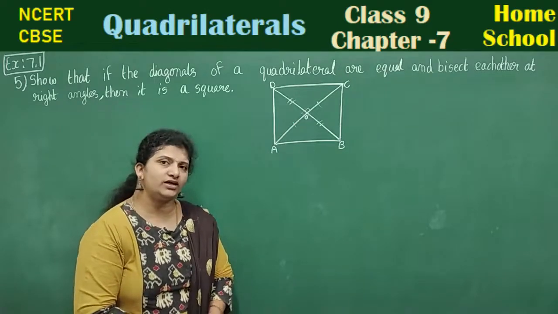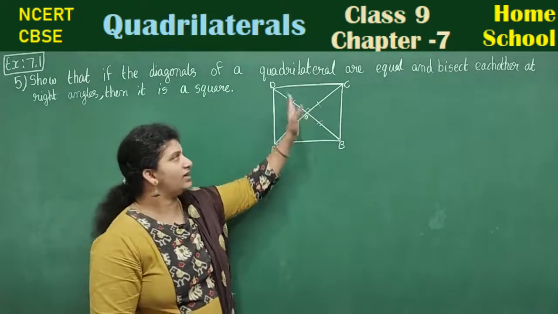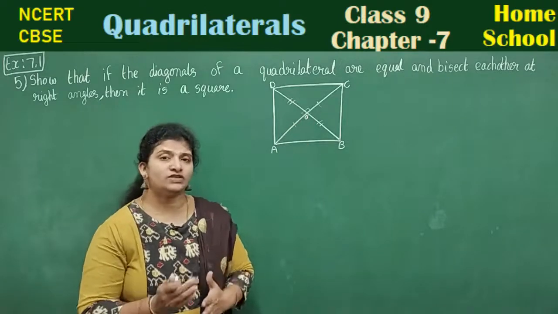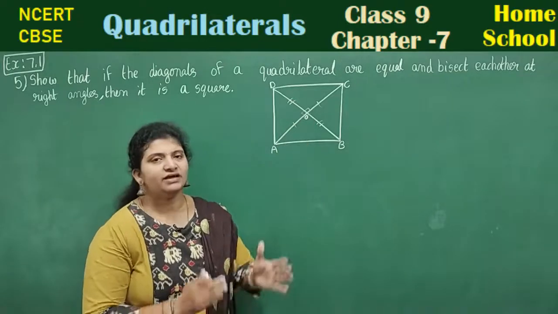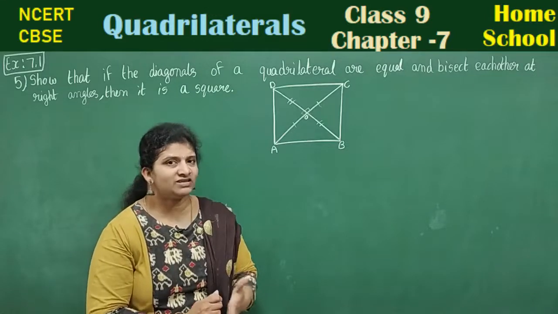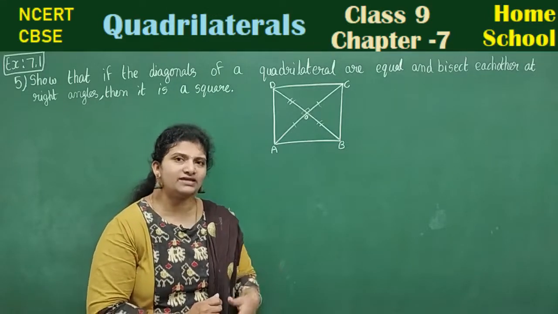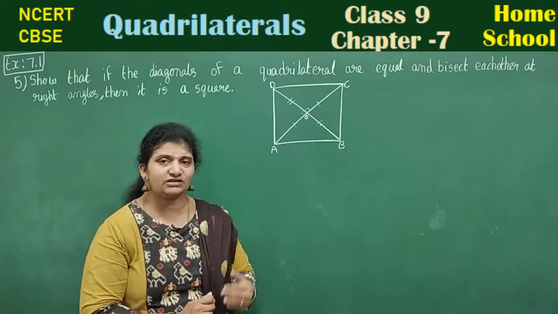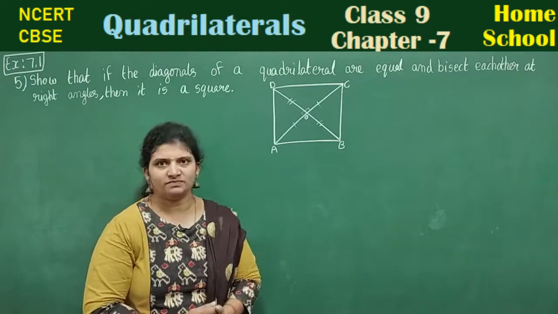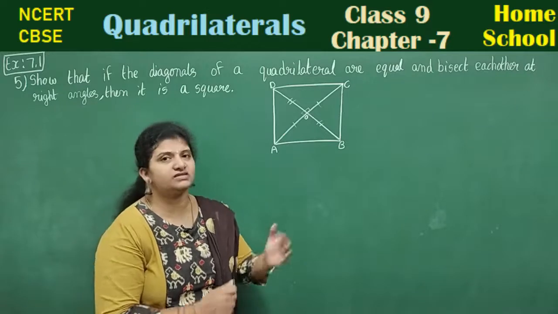How can we prove, children? The diagonals are equal and bisect each other at right angles. Before this session, the last problem we did, its converse is this problem. In the previous problem, given a square, we needed to prove that the diagonals are equal and bisect each other at right angles. We tried to prove it in 3 cases. Right? Its converse is this one.